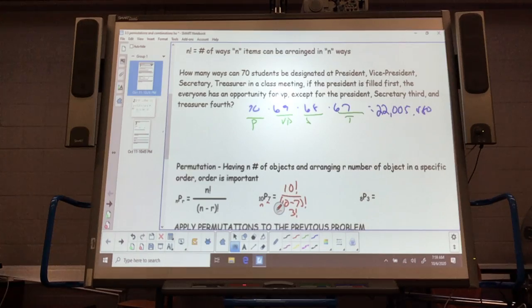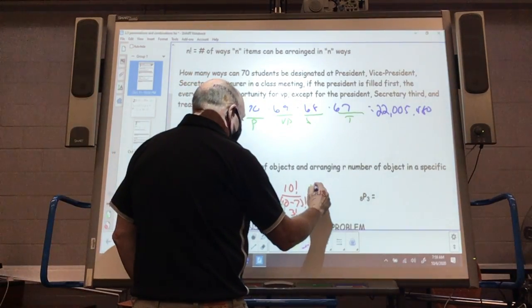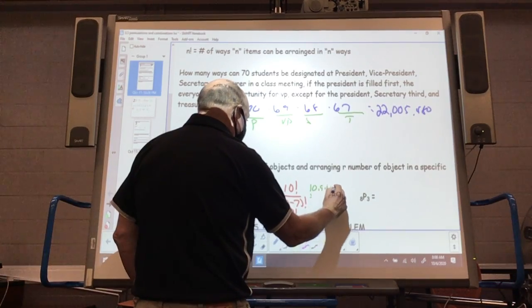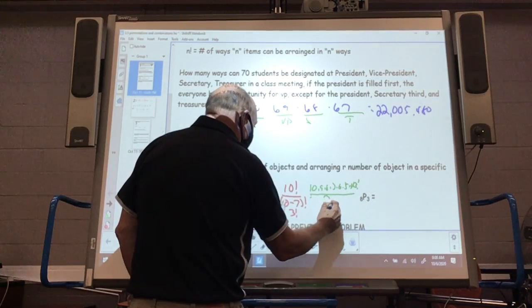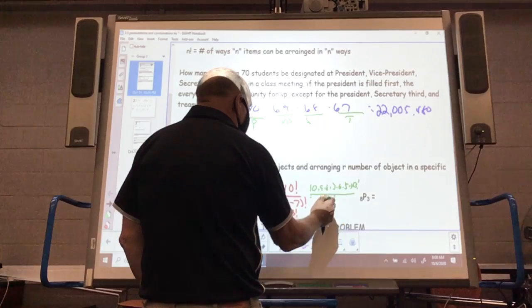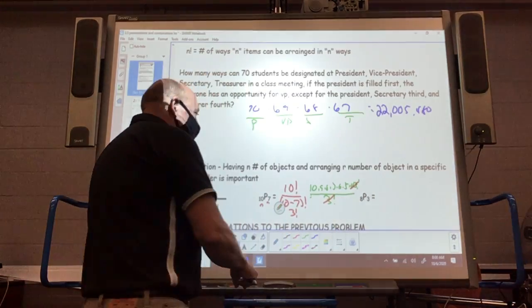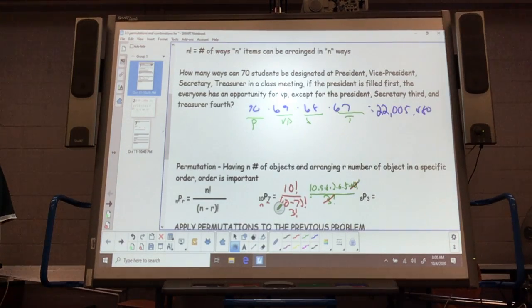And if you don't have a calculator to use, then you're going to need a calculator here. We can do that and cancel out the 3's! But then you're still multiplying 10 times 9 times 8 times 7 times 6 times 5 times 4.